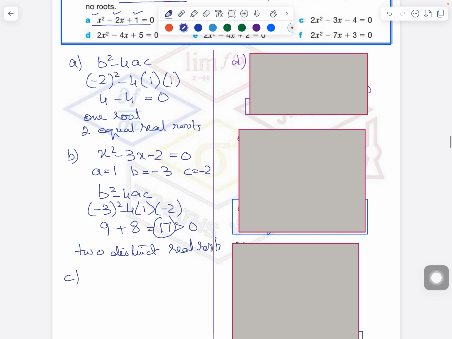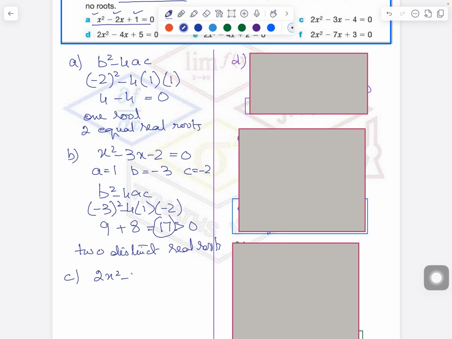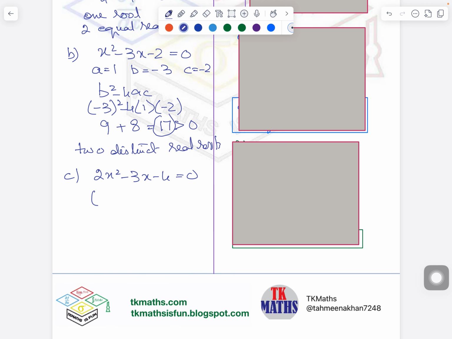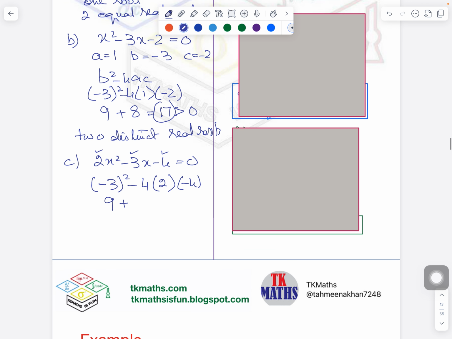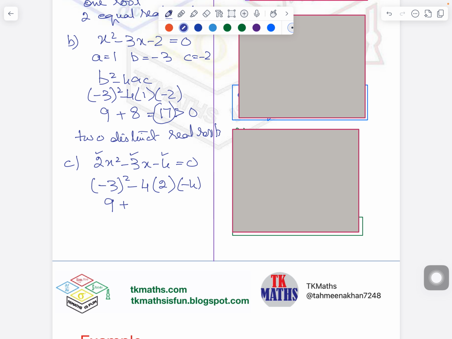Similarly, let's do part C, which is 2x square minus 3x minus 4. Right. So b square is minus 3 squared, minus 4ac. I'm substituting a, b, c in the formula. 3 3s are 9, and 4 2s are 8, 8 4s are 32. So the answer is again what? Positive. So you will say it is greater than 0. So just write two distinct real roots again.